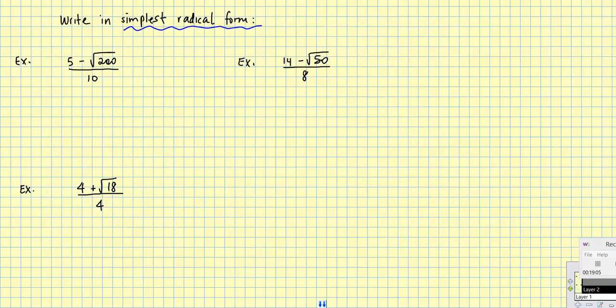Okay, the only thing that I'd like to go over is maybe one question such as these ones, so write in simplest radical form. Let's do the second example here: 14 minus the root of 50 all over 8, that would become 14 minus root 25 times root 2 all over 8. And that would become 14 minus 5 root 2 over 8. And that cannot be simplified any further.